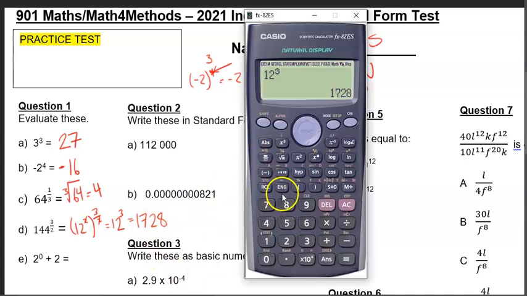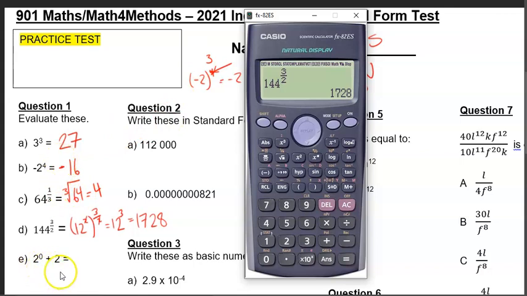Now alternatively, you can put in 144, and if you want to put this as a power and then as a fraction, this can be a powered fraction. So we can do 3/2. Again, this will give us 1728. This can also suffice if you are struggling. Same with the 64 to the power of 1/3.